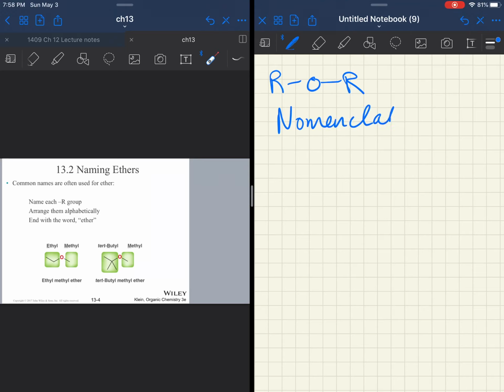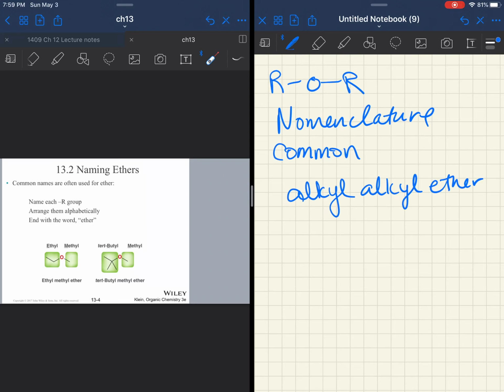So when we get into nomenclature of ethers, there's the common way and then the IUPAC way. It is important to know the common way because it is how a lot of simple ethers are named. And it's really easy. It takes the form of alkyl alkyl ether. This works if the R groups are relatively simple. You have ethyl methyl ether, and you just write them down alphabetically. Here you have a tert-butyl group and a methyl, so you have tert-butyl methyl ether.